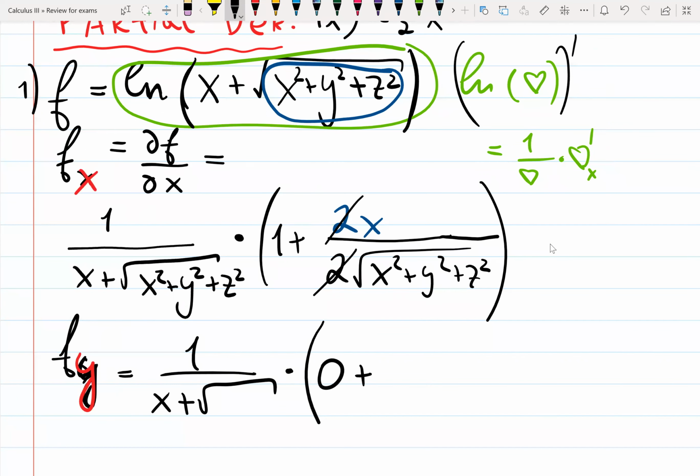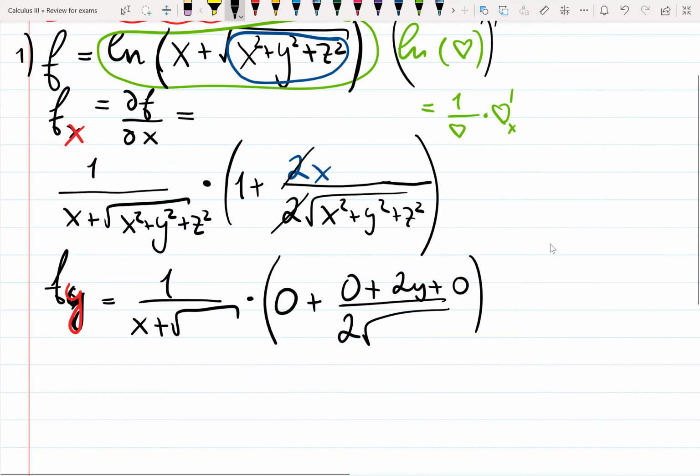So it's going to be 0 plus, again, 1 over 2 square root, and you copy each time the square root, times x squared gives you 0, 2y plus 0. So if you get this part, you become very fast at this. And for z, same thing, do it yourself. What do you feel about this? There will be several questions like this. So if you're good at this, those are good points, to be honest. That's why I like them.